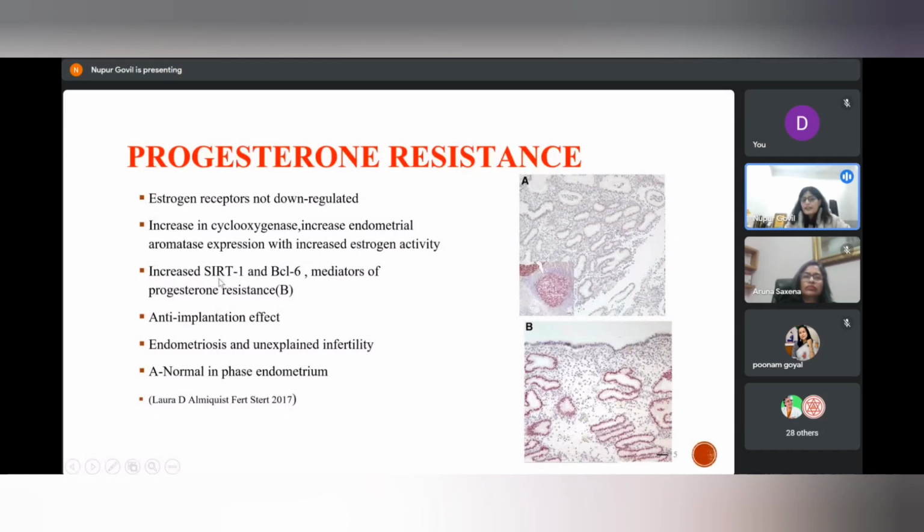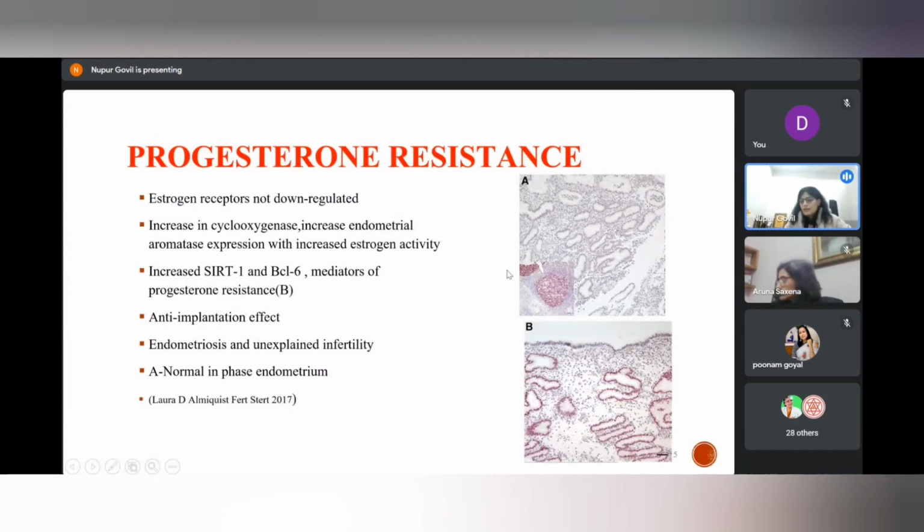So it has been found that there are some receptors like SIRT1 and BCL6, which are the mediators and markers of progesterone resistance. They are increased in sera as well as the endometrium, and their increased levels correlate with progesterone resistance. This condition is commonly seen in patients of endometriosis and unexplained infertility. These markers have been found to have an anti-implantation effect.